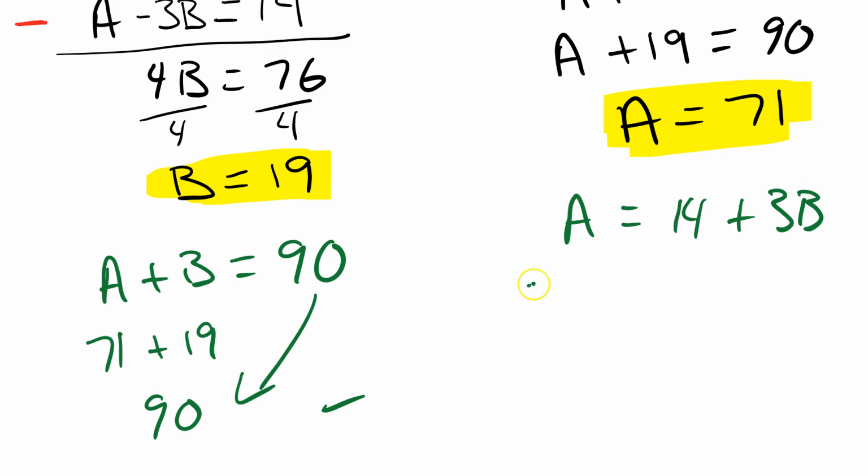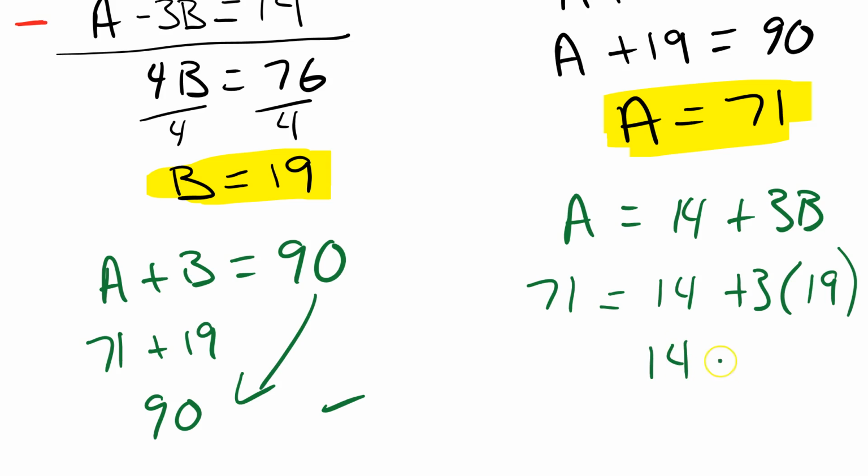My A is 71 equals 14 plus 3 times B, and my B is 19. 14 plus 3 times 19 is 57. 14 and 57, well, that's 71. 71, check. So it looks like I got a good solution.